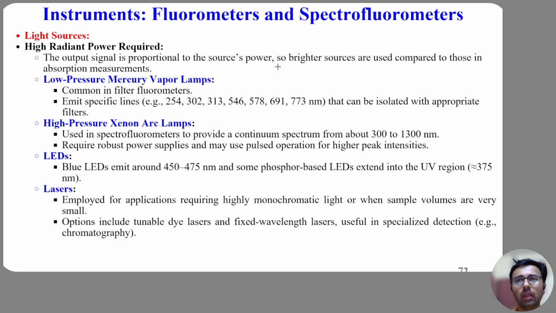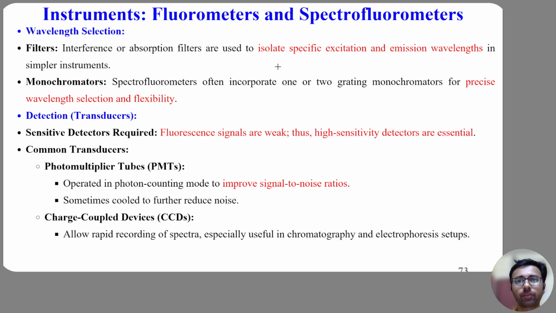Modern systems increasingly use blue LEDs around 450 to 475 nanometers. They also use tunable dye lasers, especially for microscopic samples or strict monochromatic excitation. After generating light, we must precisely control it and detect extremely weak signals. For wavelength selection, simple instruments use filters, advanced systems use precision grating monochromators.